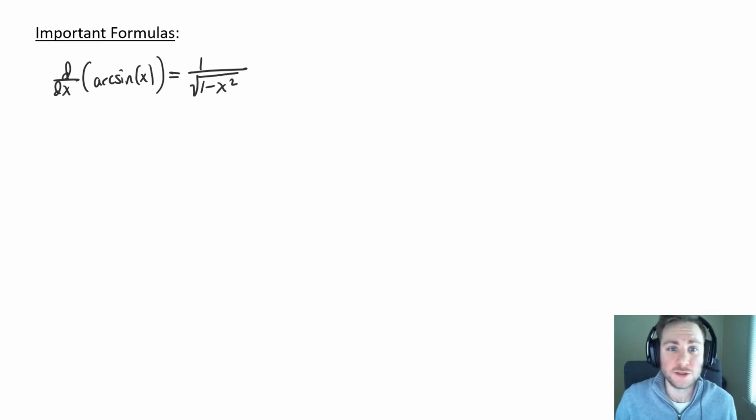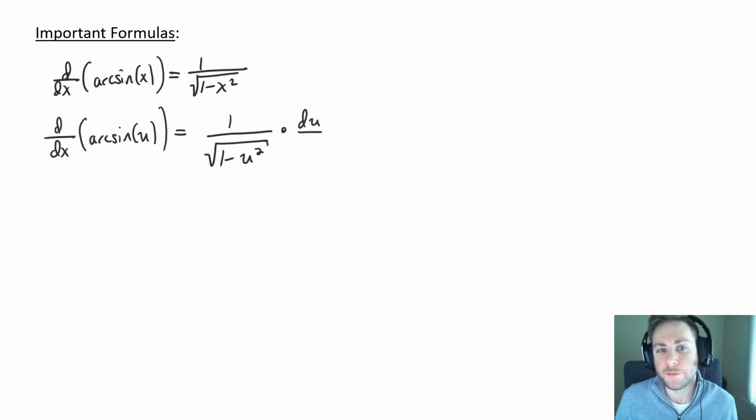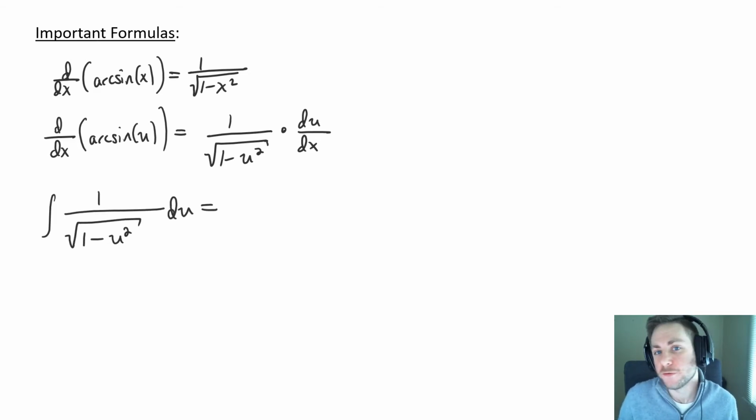As always, as soon as we know how to find the derivative of arc sine of x, then we also know how to find the derivative of arc sine of u, where u represents something more than just an x. That would be 1 over root 1 minus u squared times the derivative of u according to the chain rule. And we now know a function whose derivative is 1 over root 1 minus u squared, giving us a new integral formula. That would be arc sine of u.